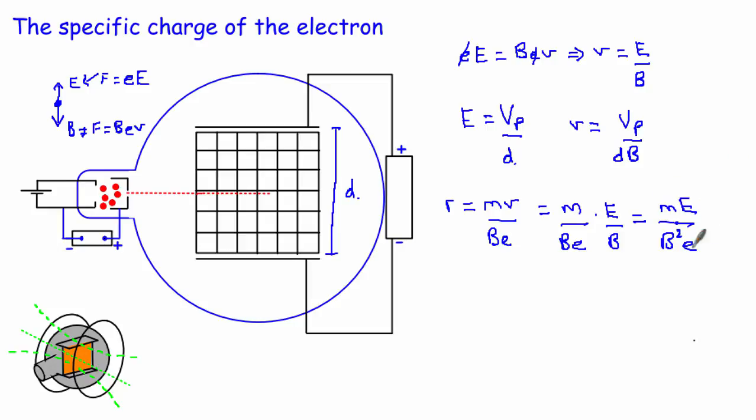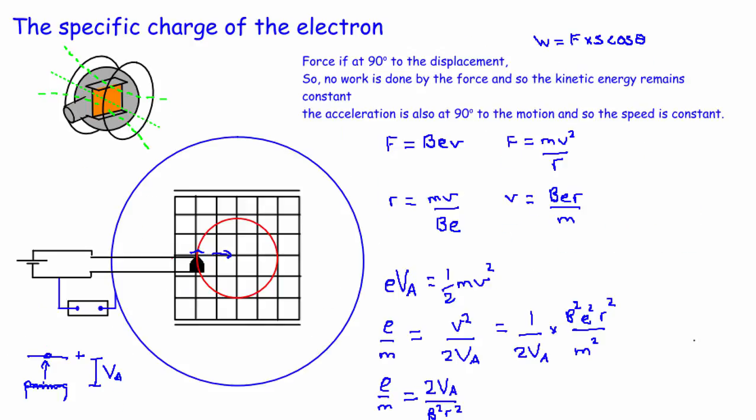So we've now got an m and an e in here, so we can rearrange this equation to get e over m. So e over m is simply equal to E over B squared r. So that's a much simpler way of calculating the velocity than it was in the last example. So that's the reason that this is done as opposed to this one. Although you can do this, it's a little bit more complicated.